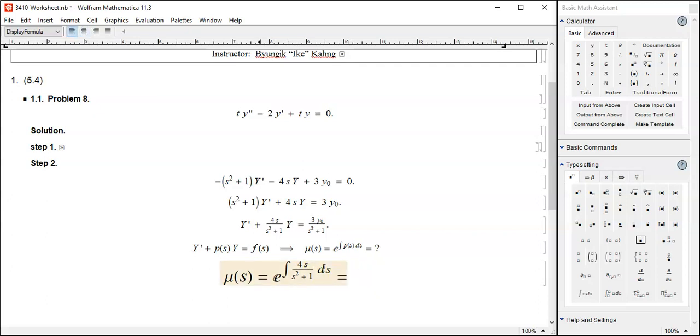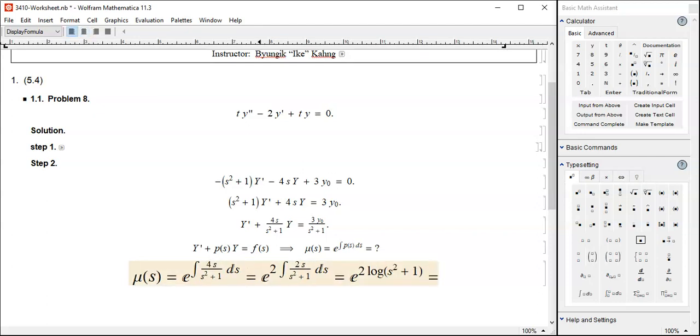Okay, how do we calculate this integral? Please note that numerator is more or less the derivative of the denominator. What am I talking about? 4s can be decomposed into 2 times 2s, and now this numerator is the derivative of the denominator. So this whole integral becomes 2 times log of s squared plus 1.